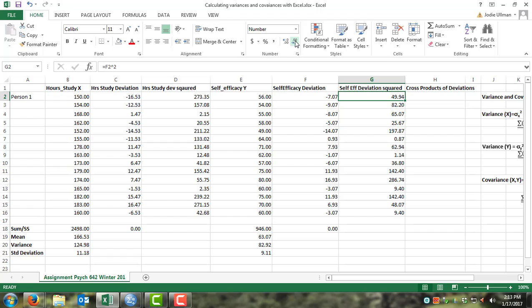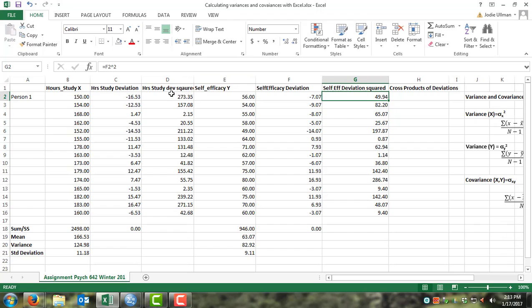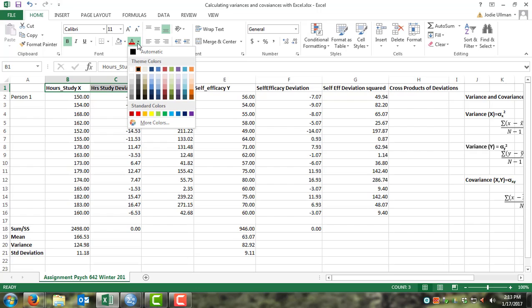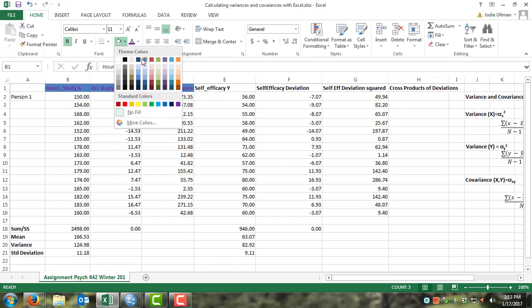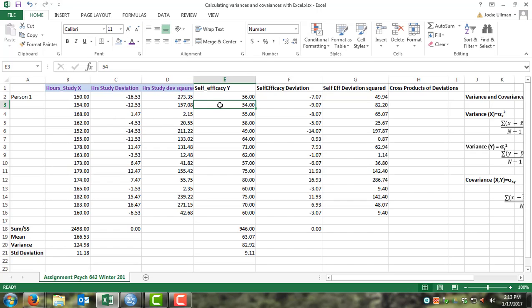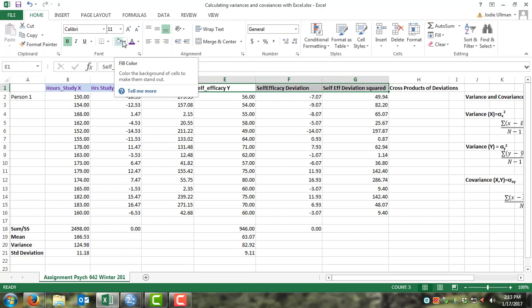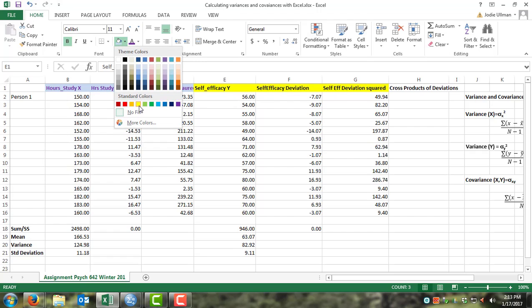So we can reduce all of that down a little bit. We've got the deviations, we've got Y, and just to keep track of these, why don't we change the color of the font? Indulge me while I change colors here. And we could put that with a different background. Okay, so we've got hours of study, we've got self-efficacy, and let's do a different background color, just to make it a little clear.